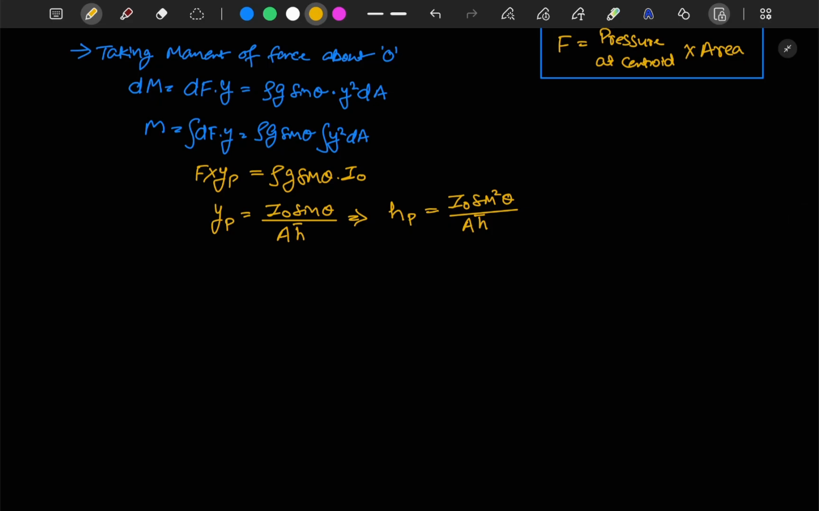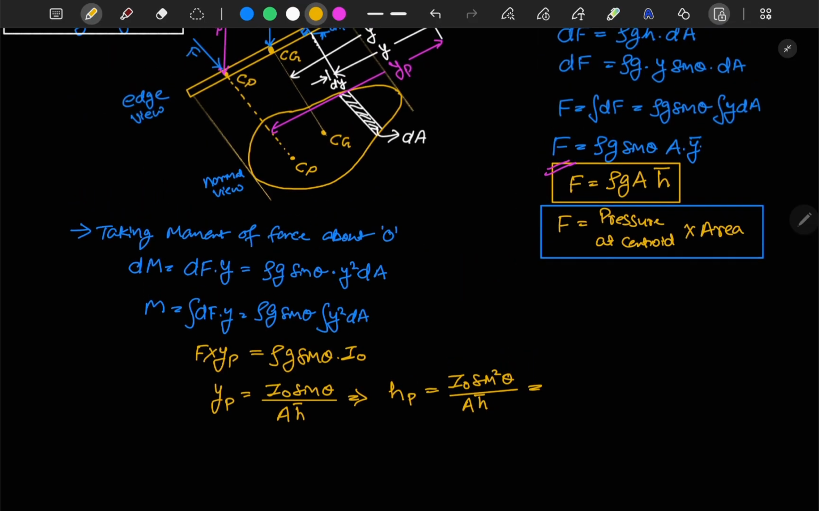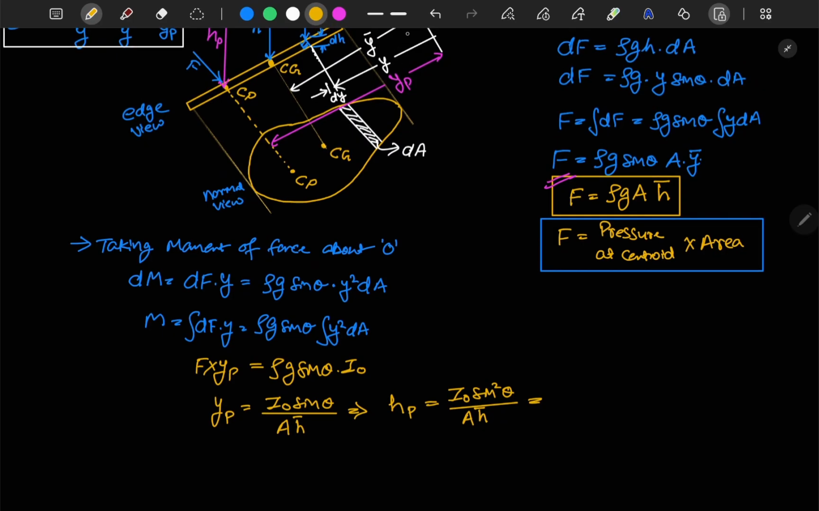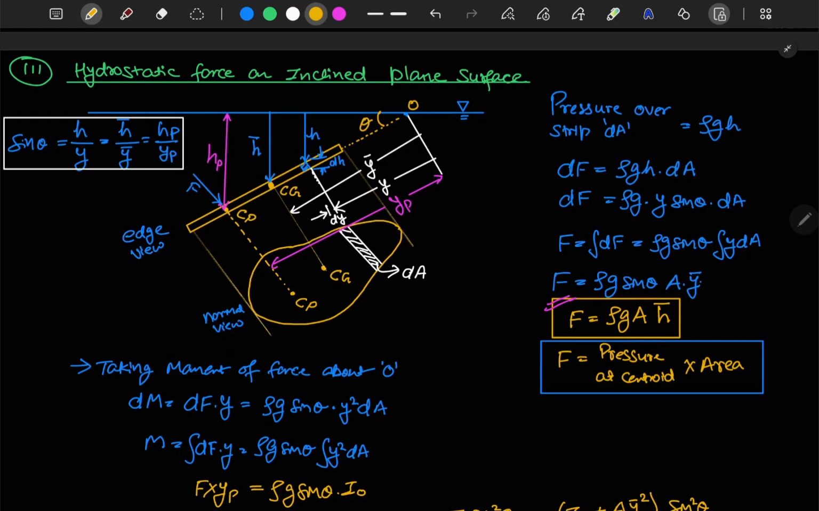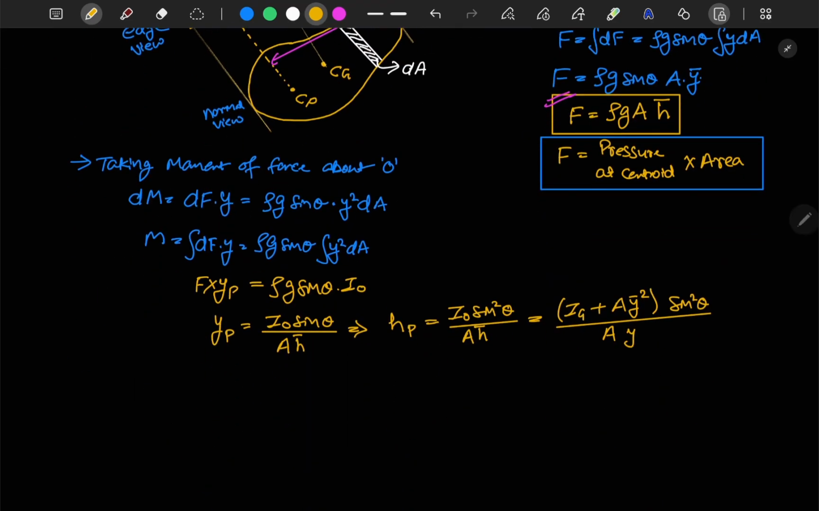Now we can write I naught is equal to Ig plus A y bar square. Okay, this is I naught times sine square theta divided by A h bar. Now h bar we can write as h bar is equal to y bar times sine theta.